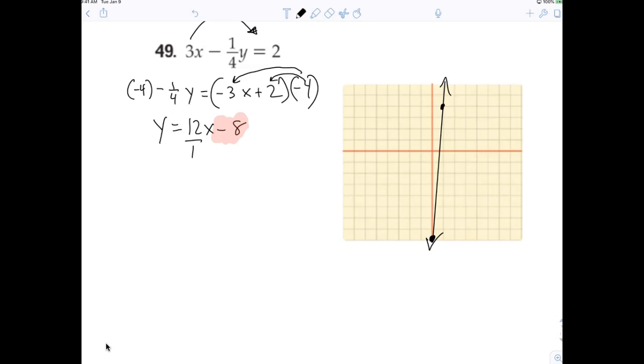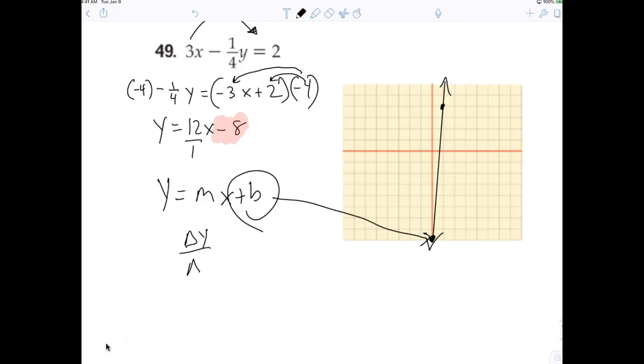Now, listen. Again, the rules here. You ready? We've been graphing. We learned a new technique for graphing. Y equals mx plus b. This is the y-intercept. So you plot that point, and then the slope was delta y over delta x. So in this case, the slope is 12 over 1. So that means you go up 12 and over 1 from the y-intercept.